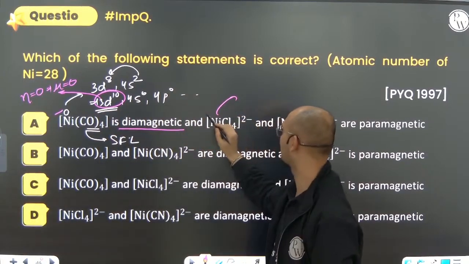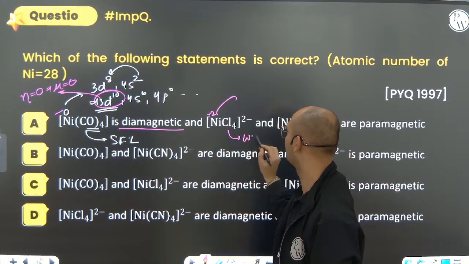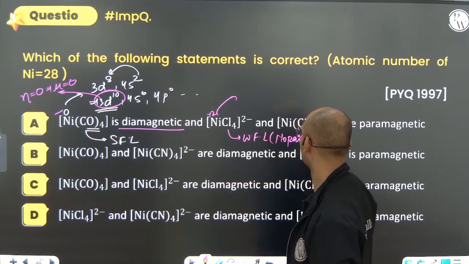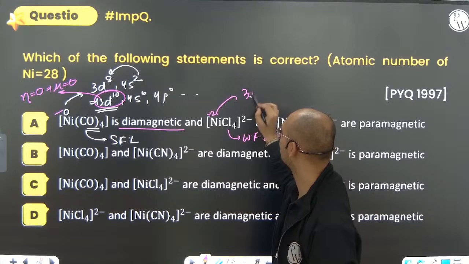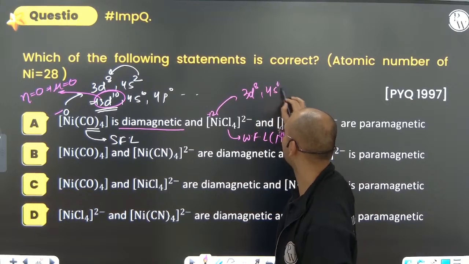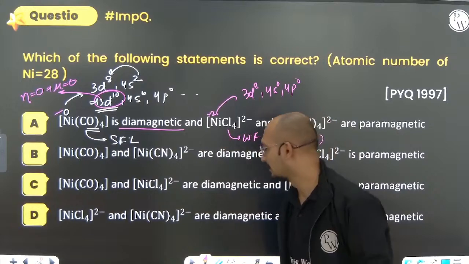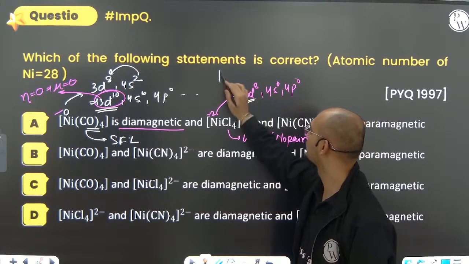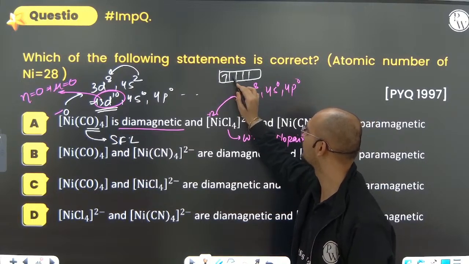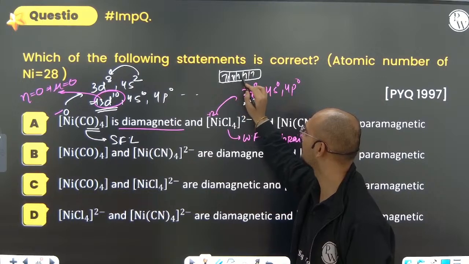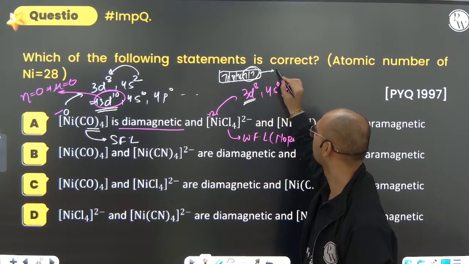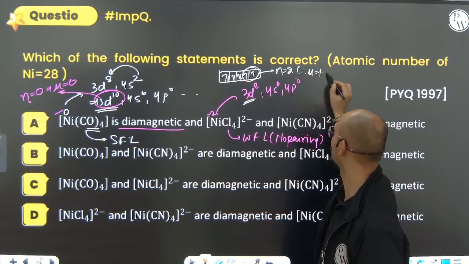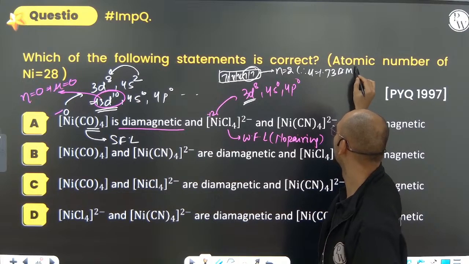NiCl4, NiCl4. Here Ni is +2. Can you see Cl is what? Weak field ligand. So therefore no pairing. No pairing. Can you see? It will be 3d8 4s0 4p0. Can you see what will happen here? Of course we can see that it is going to be tetrahedral because 3d8 is there. So can you see 1 2 3 4 5 6 7 8? How many of the unpaired electrons are there? So unpaired electrons is 2. So therefore mu will be equal to 1.73 Bohr magneton. Can you see?